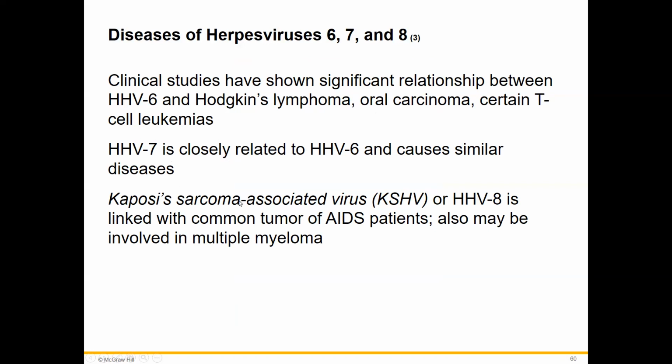And then Kaposi sarcoma is associated with HHV8, which is a common tumor seen in AIDS patients specifically. You also could see it with multiple myeloma patients. So if you have Kaposi sarcoma as a question, or if they're talking about it, think HHV8 or vice versa. If you hear about HHV8, think about Kaposi sarcoma or AIDS. These three things should be linked in your brain.